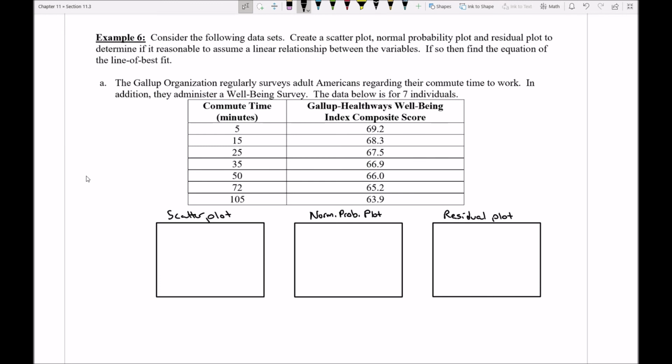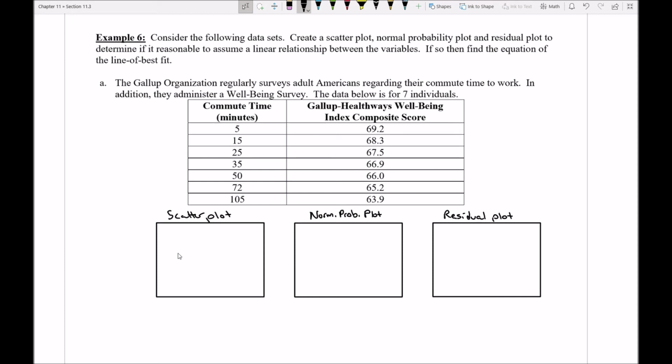The Gallup organization regularly surveys adult Americans regarding their commute time to work. In addition, they administer a well-being survey. The data below is for 7 individuals. So I see over on the left I have recorded people's commute times, how long it takes them to get to work, and then their score on this well-being test. Okay, and I'm curious if there's maybe a connection. So the first thing I'm going to do is to attempt to create this scatter plot.